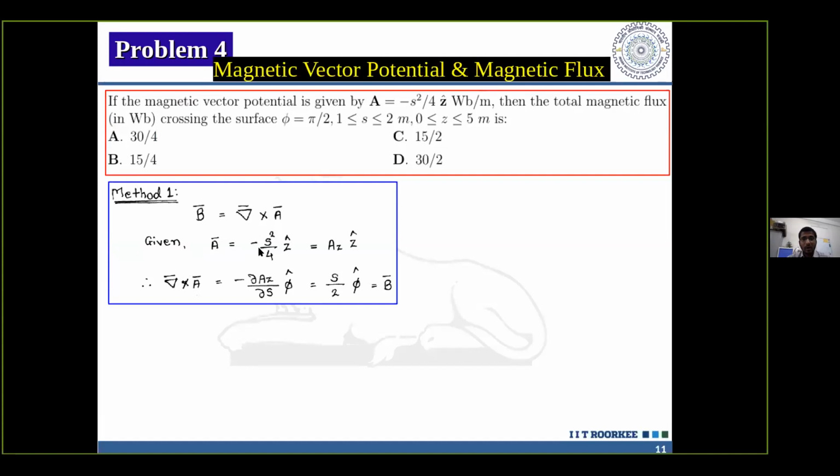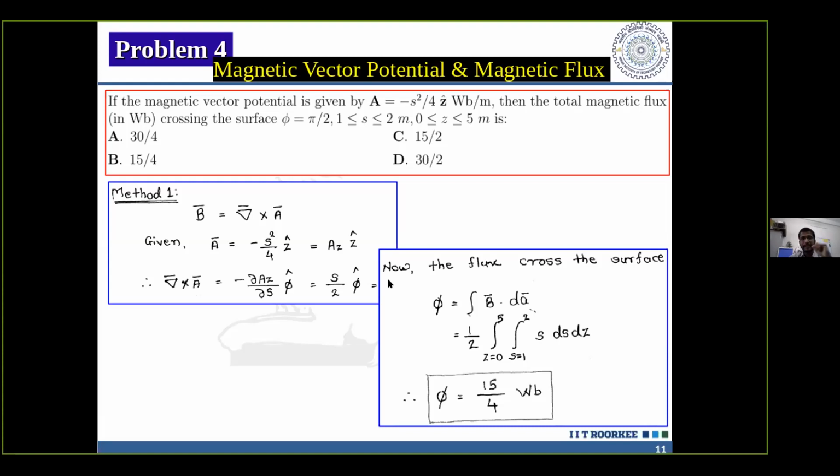So this also means that you don't have to take all the components of the curl. You select only the component which depends only on A_Z. This is only part of the curl in cylindrical coordinate system, and that is the reason I'm taking it. What it gives you is S by 2 phi cap. Once that is done, what remains is to take the integration.